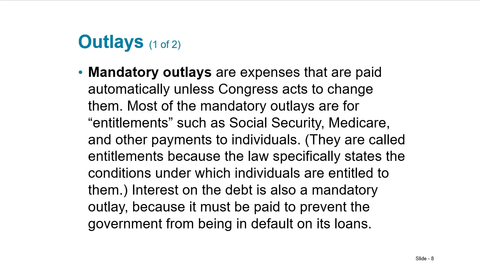Mandatory outlays are expenses that are paid automatically unless Congress acts to change them. Most of the mandatory outlays are Social Security, Medicare. They're called entitlements because the law specifically states the conditions under which someone is entitled to them. Interest on the debt is a mandatory outlay because it has to be paid, right, to prevent the government from being in default on its loans.